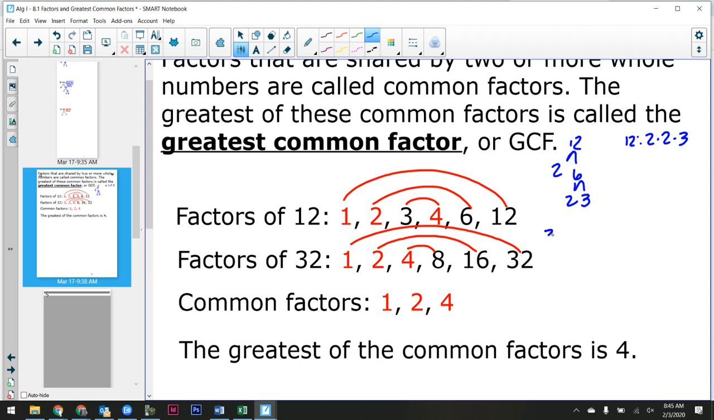The prime factorization of 32. 2 and 16, 2 and 8, 2 and 4, 2 and 2. So it's 1, 2, 3, 4, 5 2s. 32 is five 2s.